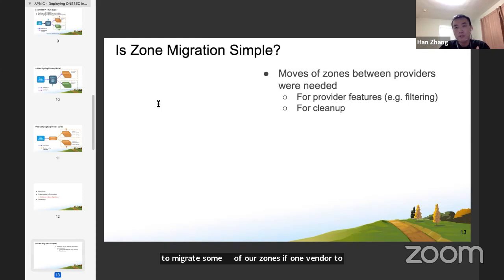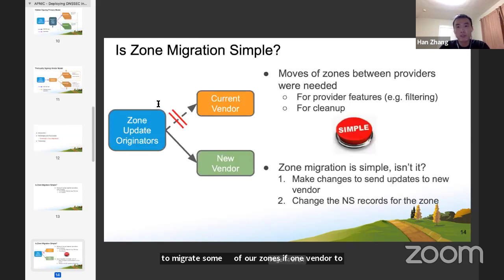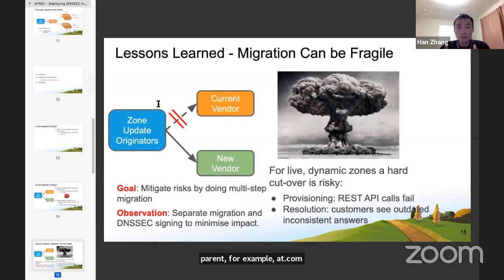So this zone migration sounds very simple, right? It basically requires two changes. One is we need to make some code change in the zone update originators to let them send DNS updates to the new vendor instead of to the old vendor. And another change is we have to change the DNS records for the zone at the parent, for example, at .com. So this sounds very simple, but when we do this, it will be a disaster for our business.